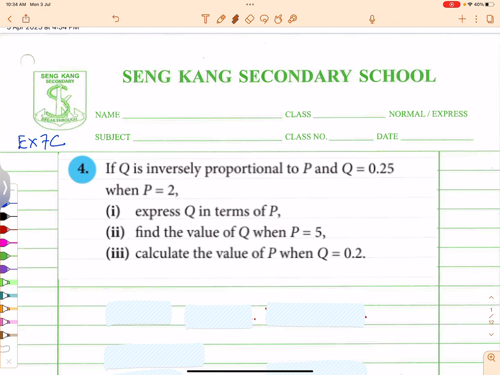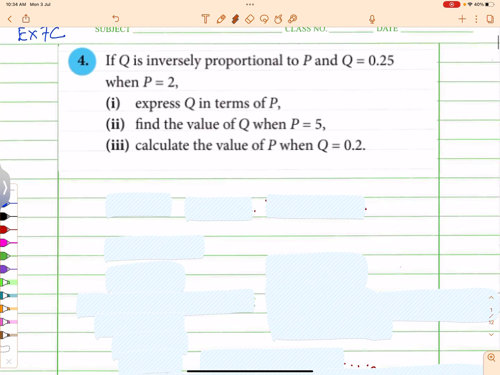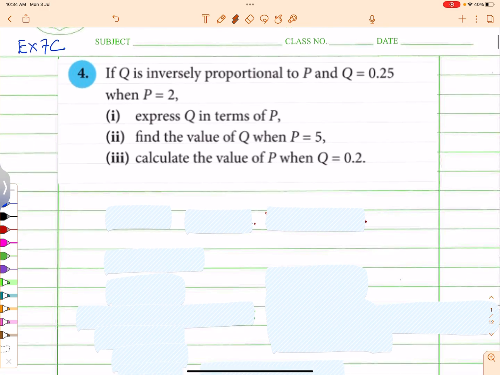We want to close the learning gap of inverse and direct proportion. All right, so this is a part where you take out your exercise 7C and then let's do the corrections. Right, let's look at the first question.